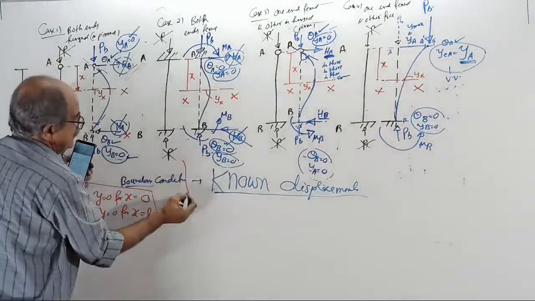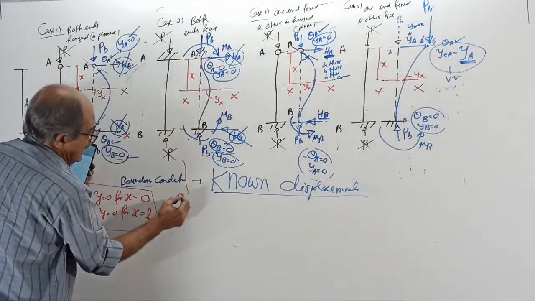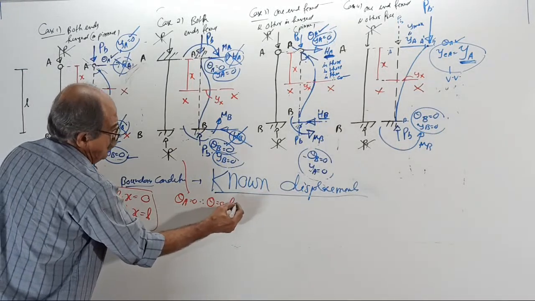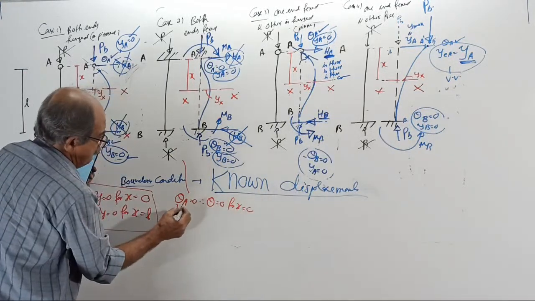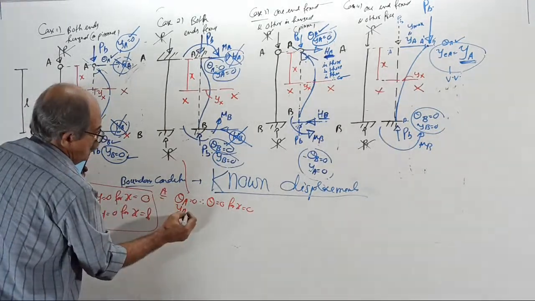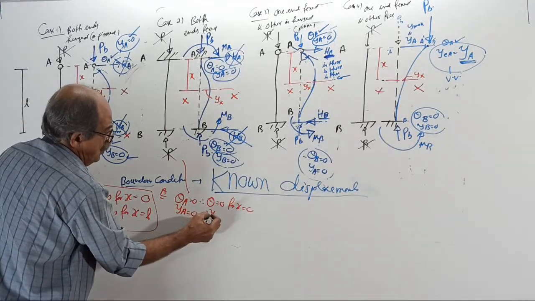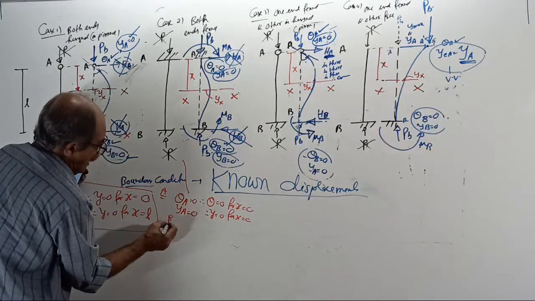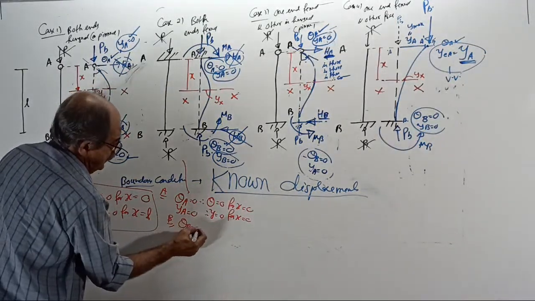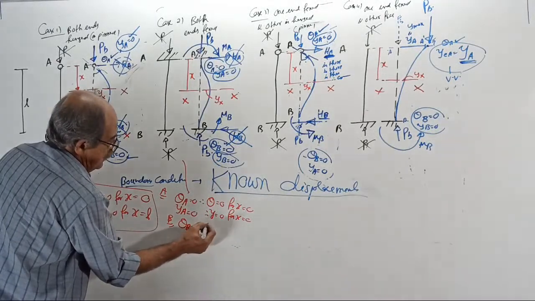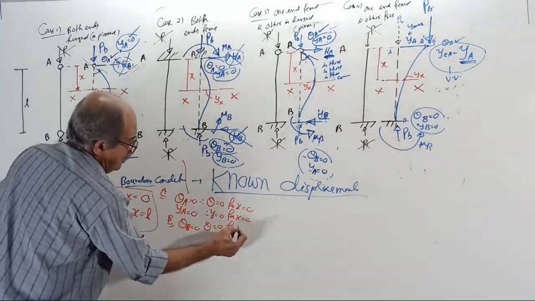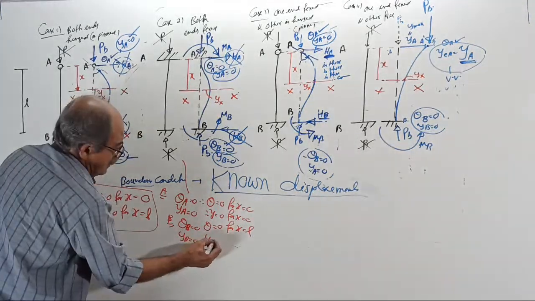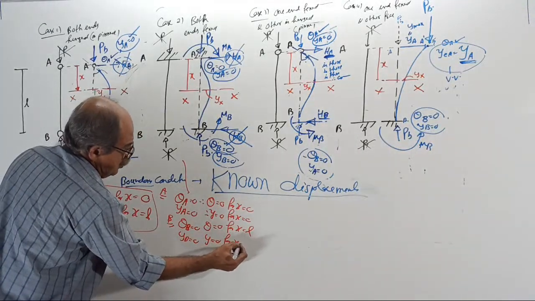Case 2. Theta A is 0. Therefore, theta becomes 0 for X equal to 0. Deflection at A, YA equal to 0. Therefore, Y becomes 0 for X equal to 0. Then, at the point B, theta B equal to 0. Theta equal to 0 for X equal to L. YB equal to 0. Y becomes 0 for X equal to L.